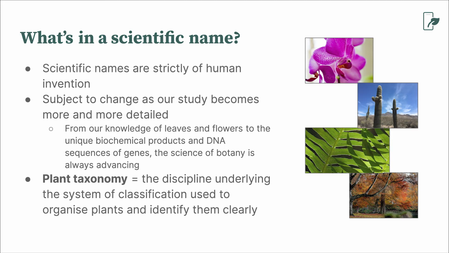So whether we learn about plants in terms of their leaves or their flowers, or even more hardcore things like their biochemistry and their DNA sequences, the science of plants and botany is always evolving. So that's one of the reasons why this is quite a tricky topic to get into. And generally it's known as plant taxonomy. And that is simply the discipline that underlies this whole system of classification. And this system is there so that plants can be organized and identified very clearly.